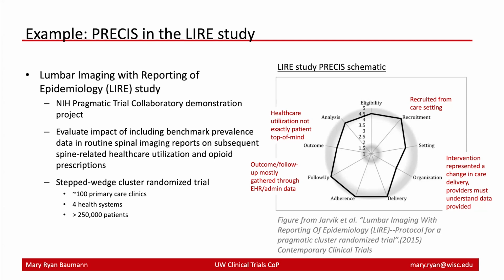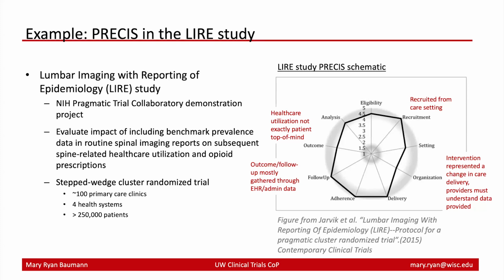prescribing trends. And this was designed as a stepped-wedge cluster randomized trial, which I'll get into in a little bit, where they randomized about 100 primary care clinics across 4 health systems to start using the input of this data into their reports. And they ended up randomizing a bit over 250,000 usual care patients. And you can see on the right the actual PRECIS-2 schematic that they published in their trial protocol. And you can see that it's actually not completely pragmatic in every single domain.